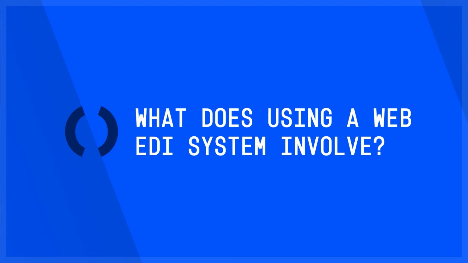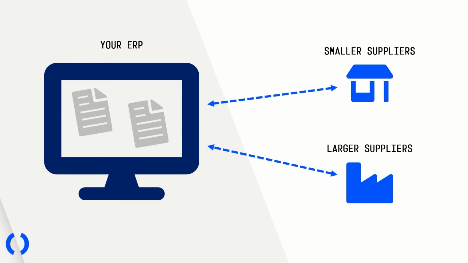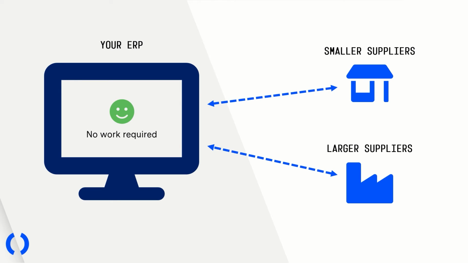So what does using a Web EDI system involve? To answer this, let's examine your perspective and that of a partner using your Web EDI portal. As far as your ERP system is concerned, once smaller partners have been provided with access to your Web EDI portal, there's no difference between the messages received via Web EDI and those received from larger partners via traditional EDI. All B2B message exchange is automated, with all incoming messages arriving directly into your ERP and all outgoing messages sent directly from your ERP. Essentially, no additional work is required, assuming your EDI provider takes care of updates and monitoring.